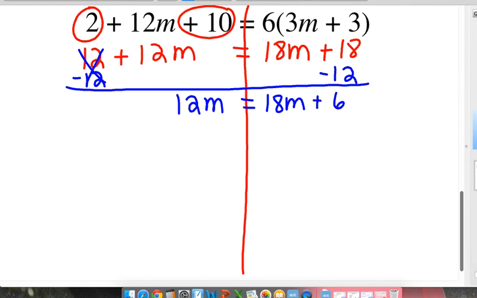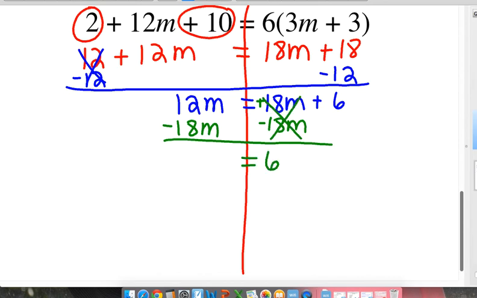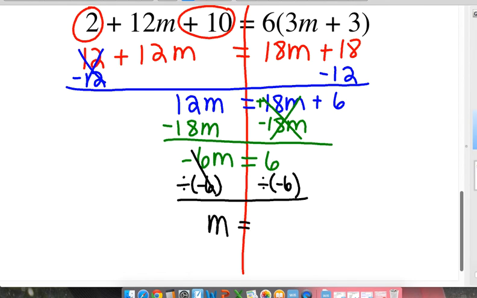Okay, now I have to get that 18m over to the other side to join up with the 12m. Right now it's plus, so we're going to subtract. I've got a 6 over there now. 12m minus 18m is negative 6m. Almost done. Isolate your variable. He doesn't want to be multiplied by negative 6, so we're going to divide by that negative 6. 6 divided by negative 6 is negative 1. All that work to find out that the value of m is negative 1.